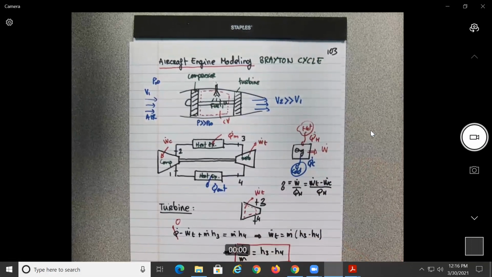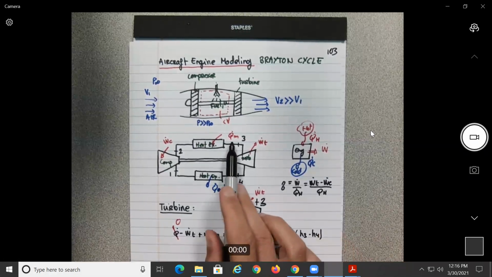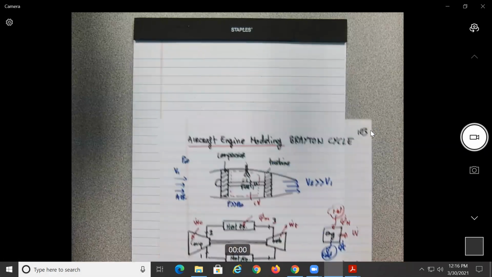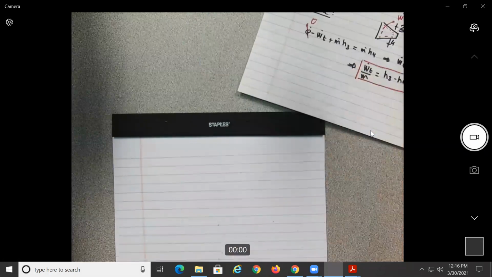Okay, for this case. So we found this one for the turbine. We now need to find the one for the compressor. And then we need to find the Q in over here, which will be our Q hot. Let's see if we have time to do that.